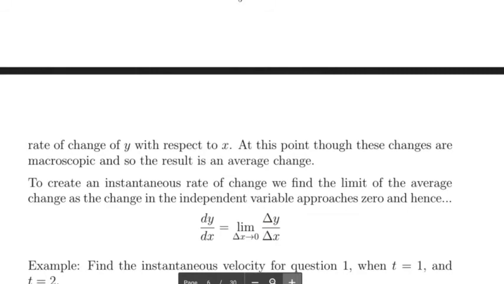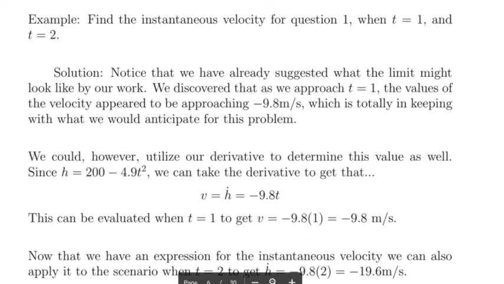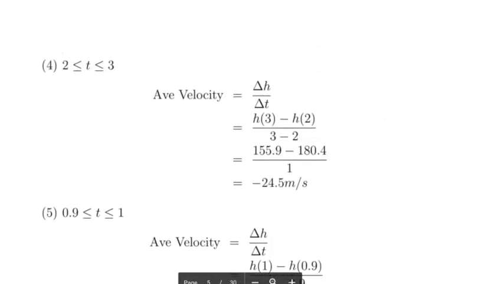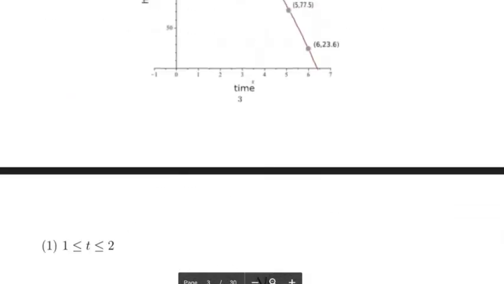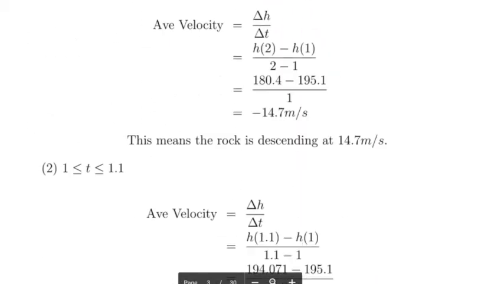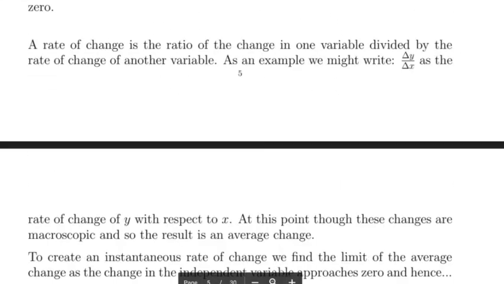Now, let's take a look at some examples. Find the instantaneous velocity for question 1 when t is equal to 1 and t is equal to 2. So question number 1, going way back up to here. Here is our particular function, 200 minus 4.9 t squared. I just wanted to take a look at it again. So we're throwing that rock off the cliff.